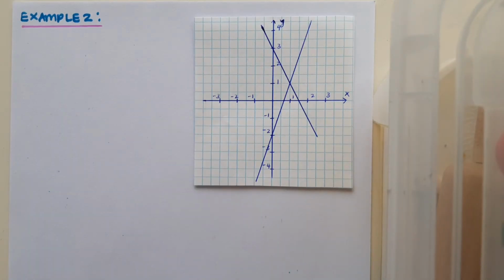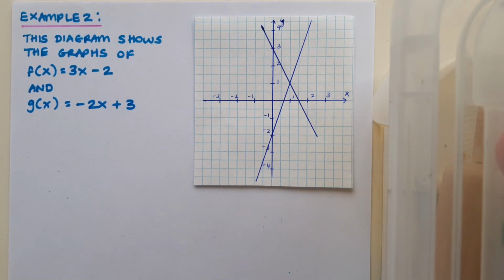Here's example 2. In this graph, we have 2 linear functions. And we're told that the diagram shows the graphs of f of x equals 3x minus 2 and g of x equals minus 2x plus 3. Now, I have intentionally not labelled the diagram yet to indicate which is f of x and which is g of x. So I'd like you to take a moment here to pause the video, have a look at the diagram, have a look at the functions and see, can you match them up?